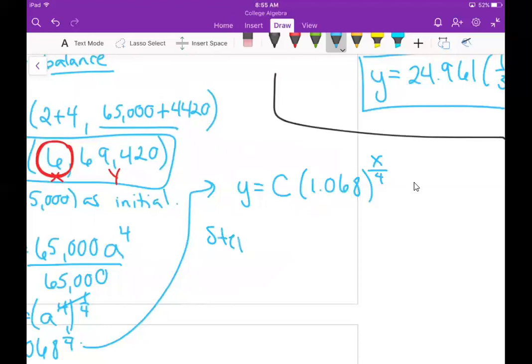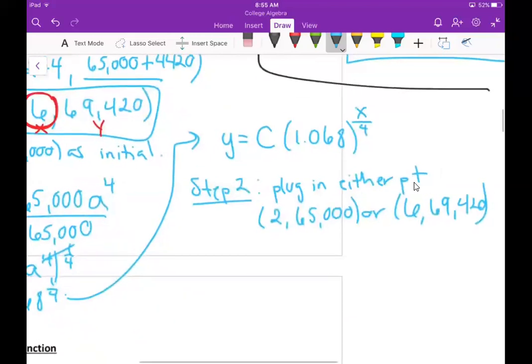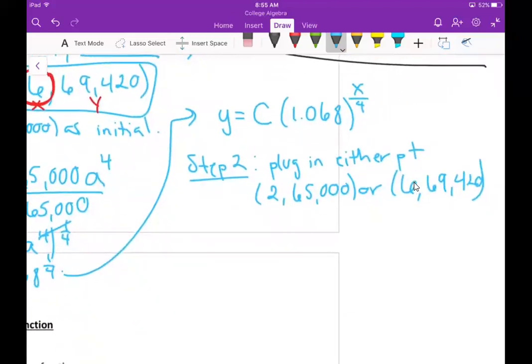Okay, step 2, remember, is to plug in either point. So you can plug in either point here. And by either point, I mean you can plug in either of those originals. So you can plug in that 2, 65,000 or the 6, 69,420 point, either one. I'm going to plug in the first one. It's smaller numbers, might be a little easier to work with. Okay, so I'm going to pick this one. You might have picked the other one.